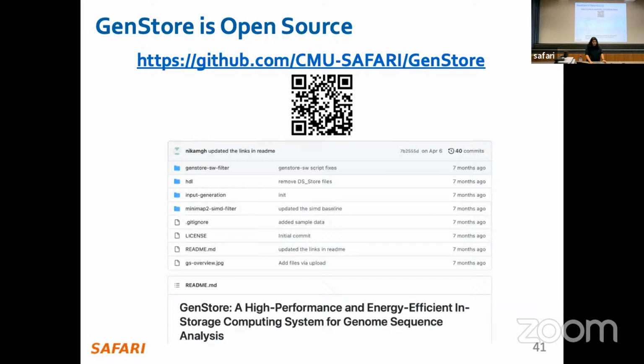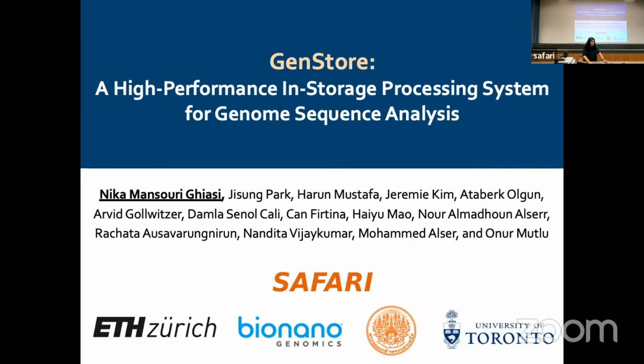GenStore is open source. You can take a look at our repo in the SAFARI GitHub. We try to have a walkthrough of how the software analysis is done, or the hardware analysis. And if you're not familiar with how this genomic pipeline would work, or not confident with the idea, you can also take a look. You can see how to download the data, how to run it, and analyze it and understand it. We put scripts there too, so you can play around and make some observations if you're interested.